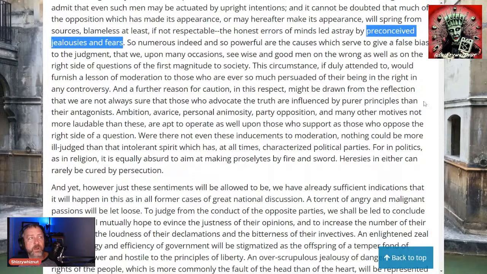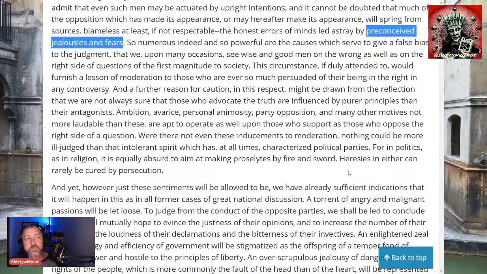of their being in the right on any controversy. And a further reason for caution in this respect might be drawn from the reflection that we are not always sure that those who advocate the truth are influenced by purer principles than their antagonists. Ambition, avarice, personal animosity, party opposition, and many other motives not more laudable than these are apt to operate as well upon those who support as those who oppose the right side of a question.